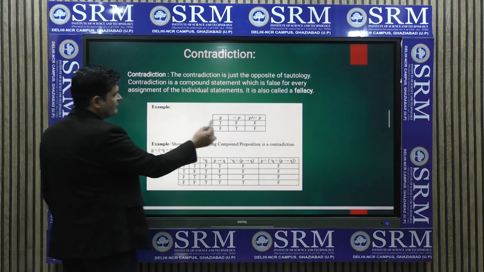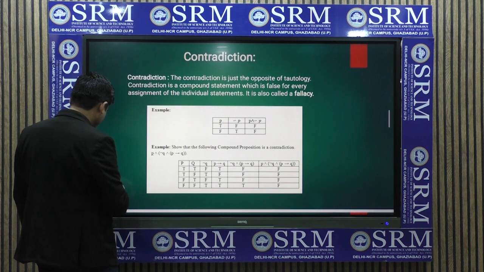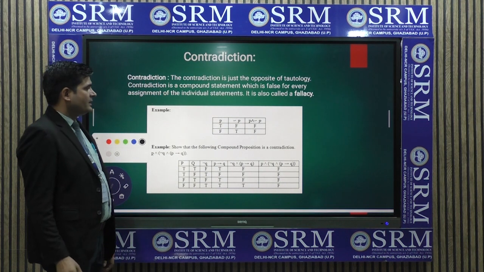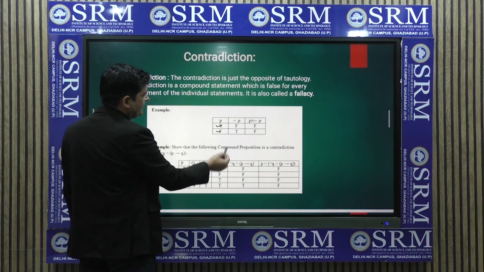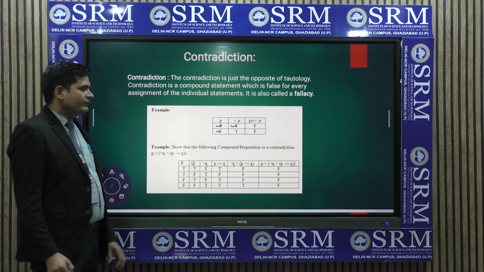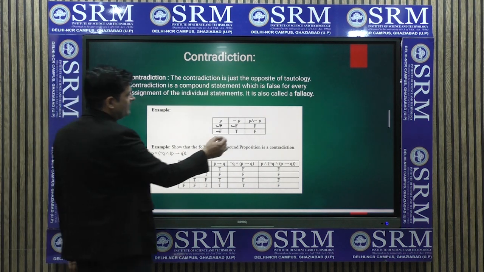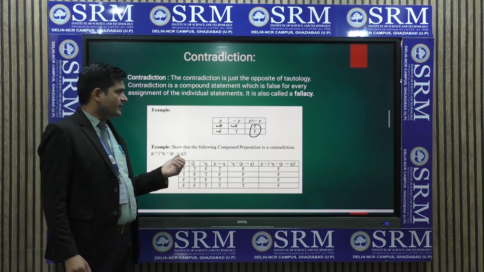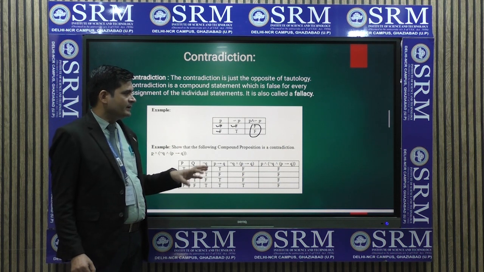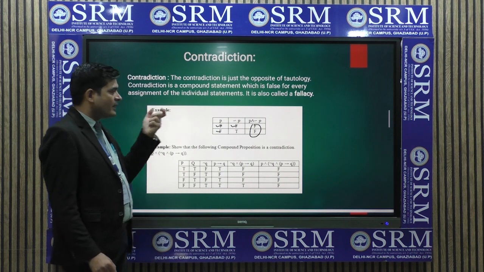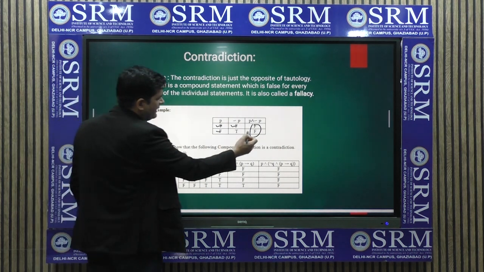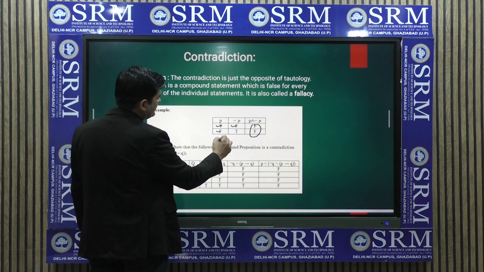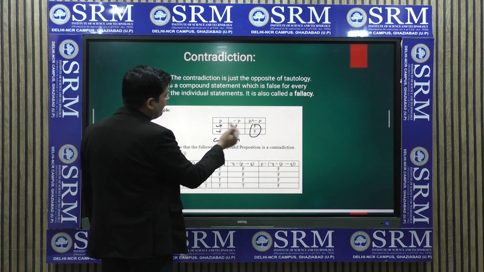So in the first example, P is my first statement, and the negation of P is my second statement. If P has the values true and false, then its negation will have the values false and true. If you find their conjunction, you will obtain the false value. Therefore, for every assignment of the truth values for the variables P and negation P, their conjunction, which is a compound statement, will have the false value. So this is a contradiction, or sometimes we call it a fallacy.